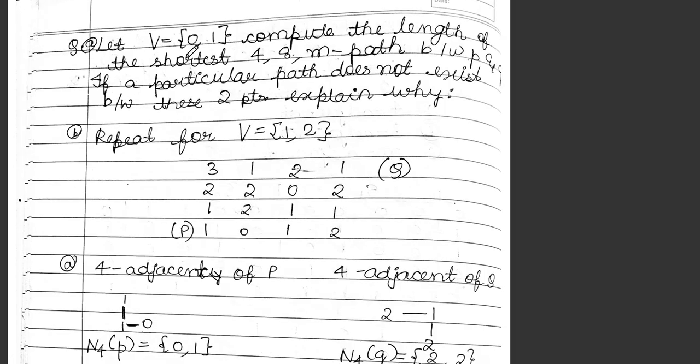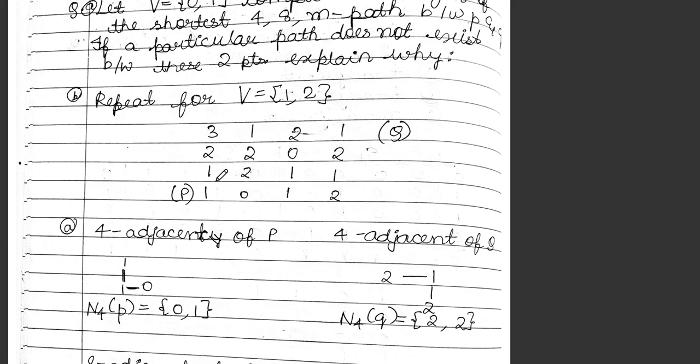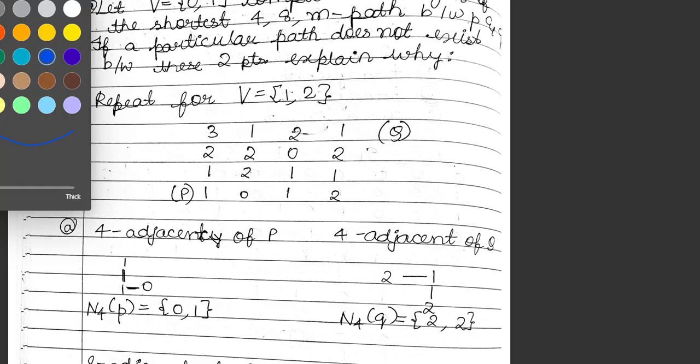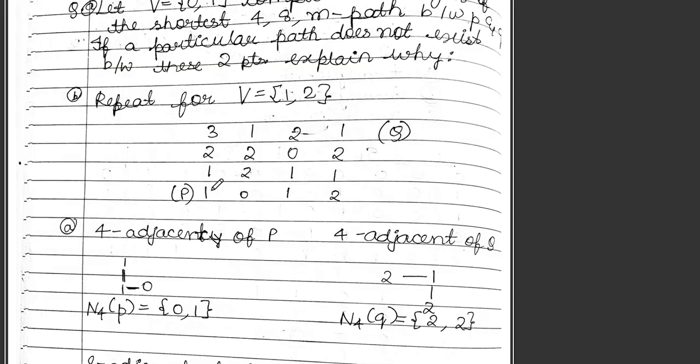Let V be equal to {0, 1} and compute the length of the shortest 4, 8 and M path between P and Q values. If a particular path does not exist between these points, explain why. And part B of the same question is to repeat the same for V equal to {1, 2}. Here you can see there are 2 points P and Q given in the question. You have to find the shortest path between P and Q.